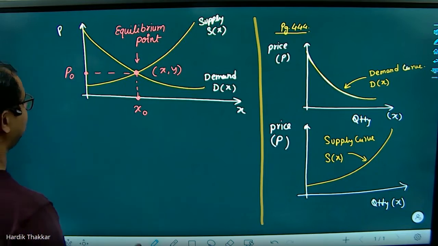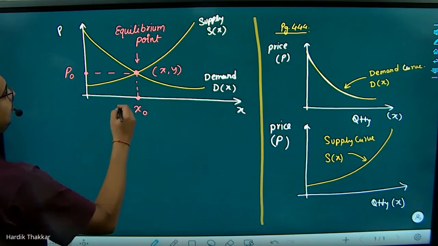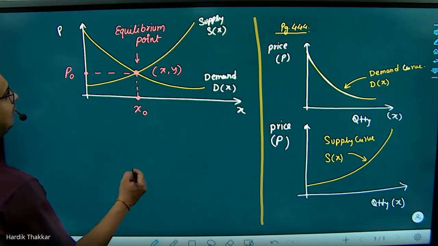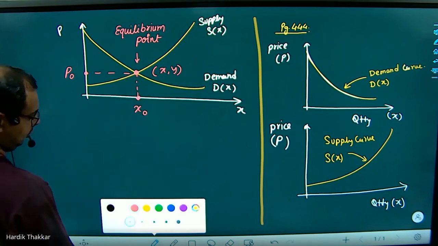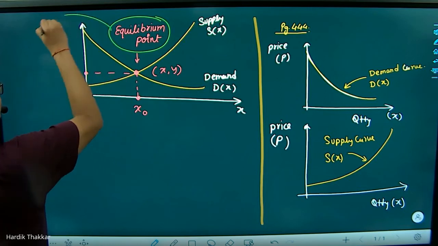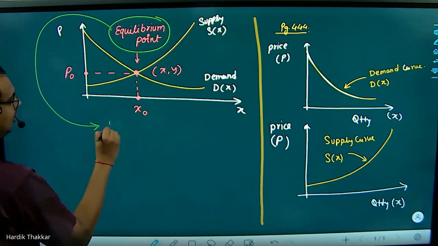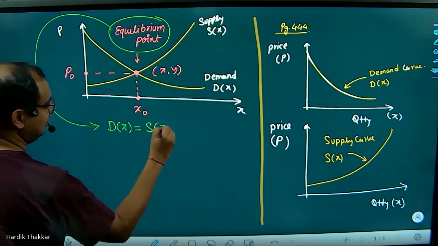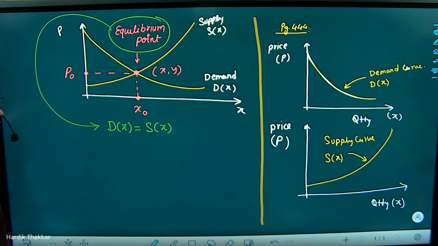Or we can also say the equilibrium point is a point where demand and supply both are equal. So you can write it like this also: the equilibrium point is a point where d of x is equal to s of x. Demand and supply both are equal.